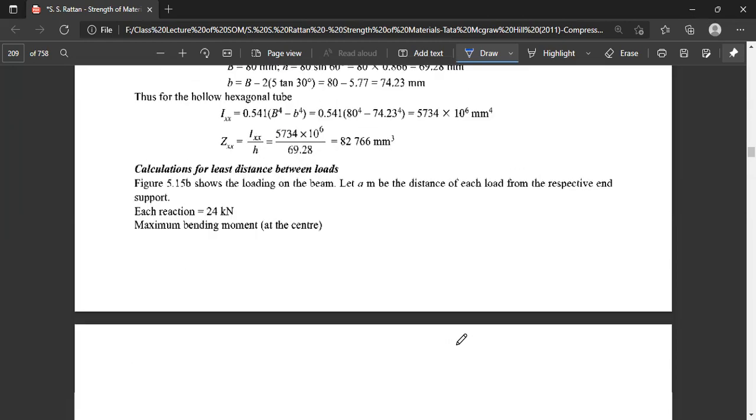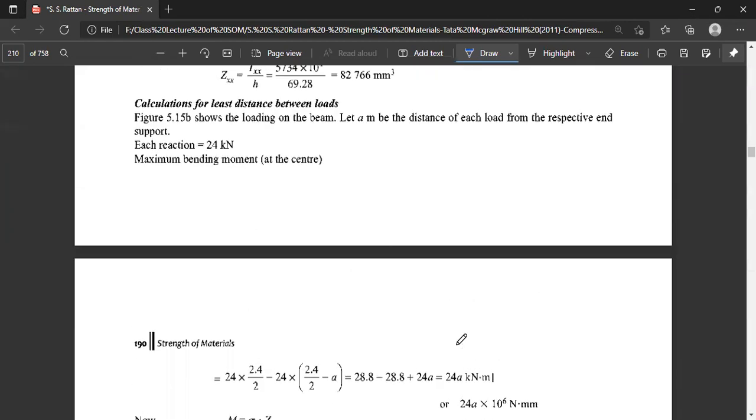Now, how to calculate this distance? From the above loading shown here, that is the distance from each end. On each end, we have the supports, so each will have the reaction equal to 24 kilonewton. As we know, all the externally applied point loads are at equal distance from both the supports, so each support will carry an equal amount of load, that will be 24 kilonewton.